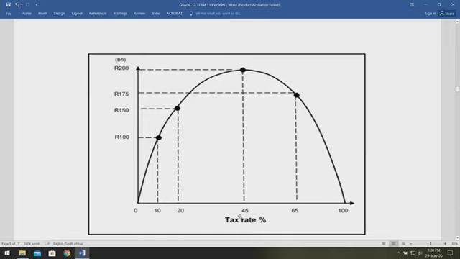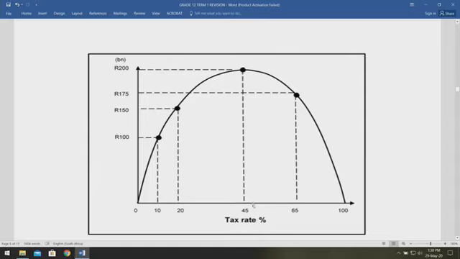When they charge 45%, they're earning 200 billion rand. And what I note, after 45, it's going down now. So at 65%, they're only earning 175 billion. And if you eventually reach 100%, then they're earning nothing. Because what is this telling me? This is giving me the relationship between what the government earns and what taxes they are charging.